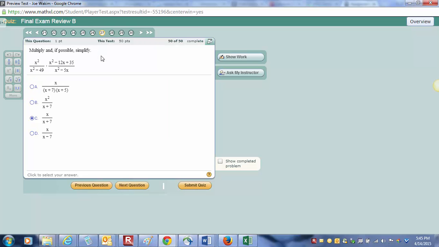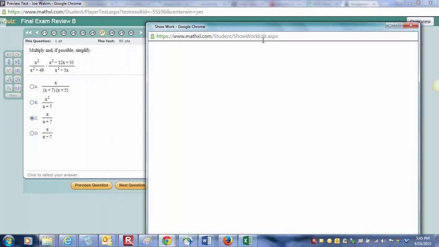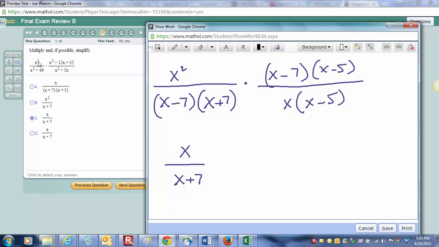Number 27, we have to multiply, and the best way to multiply these rational expressions is by factoring first. Nothing we can do about the x squared. This is a difference of two squares: x minus 7, x plus 7. We have the product 35 and the sum negative 12, that's negative 7, negative 5. And here there is a common factor x, so x times x minus 5.